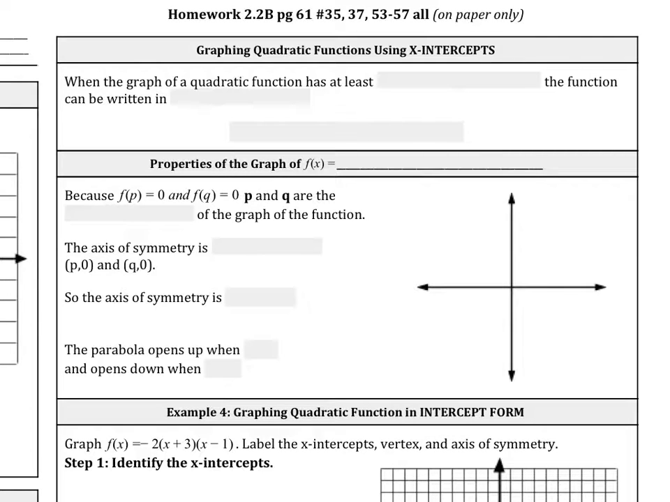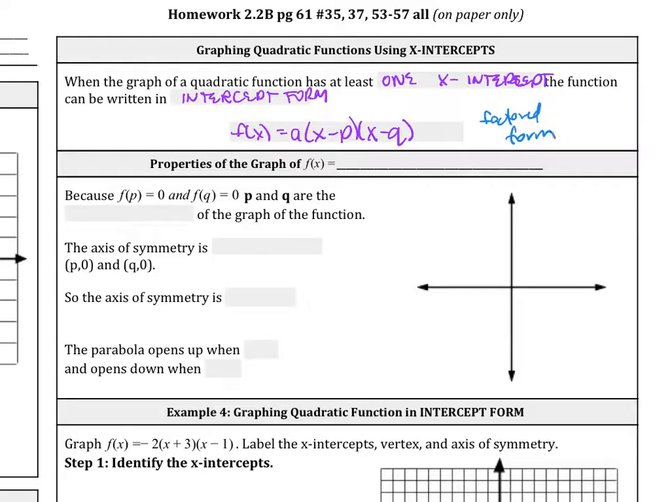Graphing quadratics using x-intercepts. When the graph of a quadratic function has at least one x-intercept, the function can be written in intercept form. So what that looks like is f of x equals a times x minus p times x minus q. And then, of course, a cannot equal 0. Another way to think about this is the factored form of a quadratic. Okay, so it's in factored form.